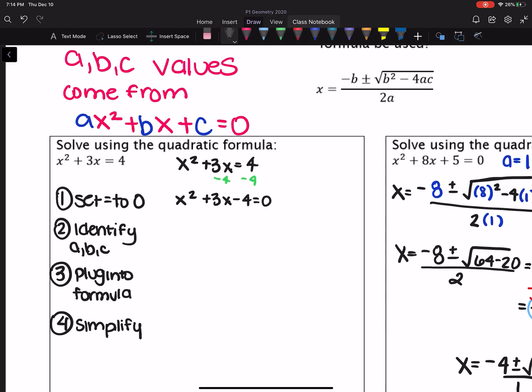Now that I have all of my terms on one side of the equation, we're going to identify the a, b, and c values. So my a value is the coefficient of the x squared term. For this equation, it's 1. My b value is the coefficient of the x term, which is 3. And my c value is the constant term, which is negative 4.